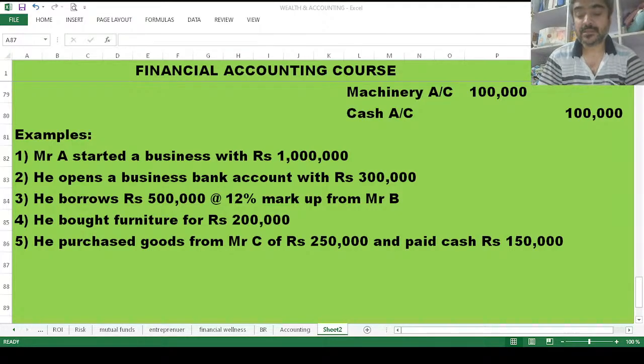because the business purchased goods for rupees 250,000 and immediately paid rupees 150,000. The balance remains 100,000, which is payable to Mr. C, and Mr. C is a creditor and creditor is also a liability. So there are three changes in this transaction.